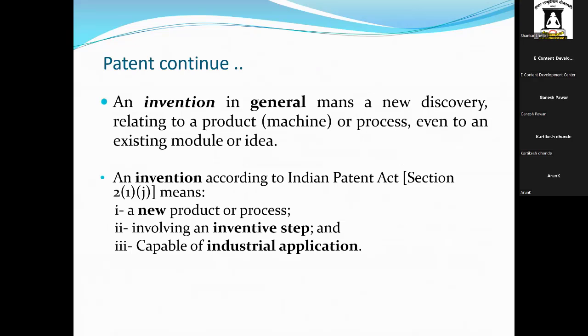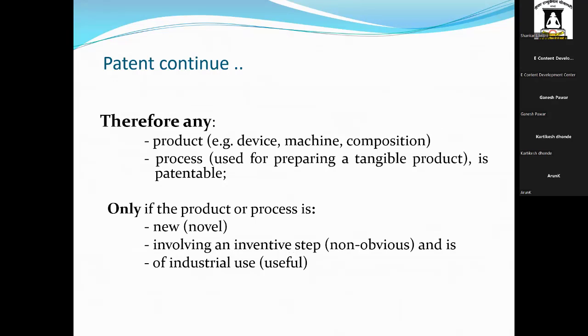An invention in general means a new idea. You can recreate an existing idea. You can redefine it. An invention according to the Indian Patent Act means a new product or process involving an inventive step and capable of industrial application. So you can apply this idea or invention in industry so that you can exploit it commercially. Therefore, any product, device, machine, or composition, or process used for preparing a tangible product is patentable.